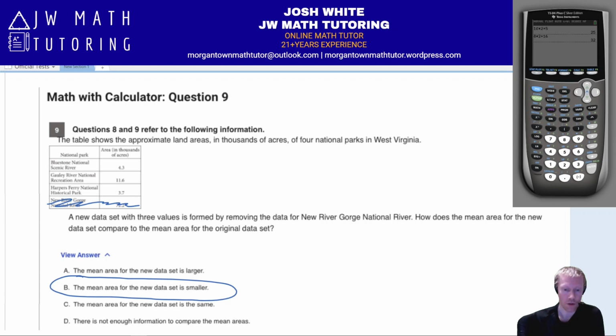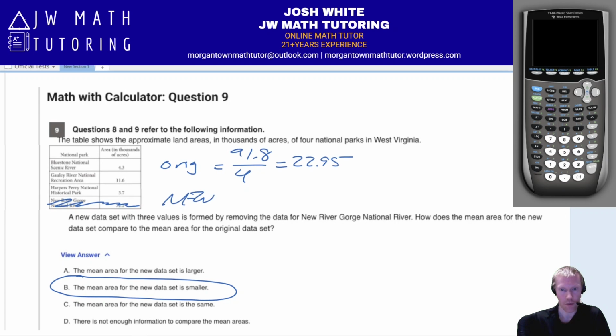However, if you weren't sure, you could just go ahead and calculate it on the calculator. So you could add up the 4 values to get the original mean and then divide it by 4. If you do that, it's 91.8 divided by 4, and so it's 22.95. And then the new mean, which would now be just divided by 3, is 19.6, and therefore it comes out to 6.53. So you can clearly see now that the mean amount of area for the 3 remaining parks has gone down.